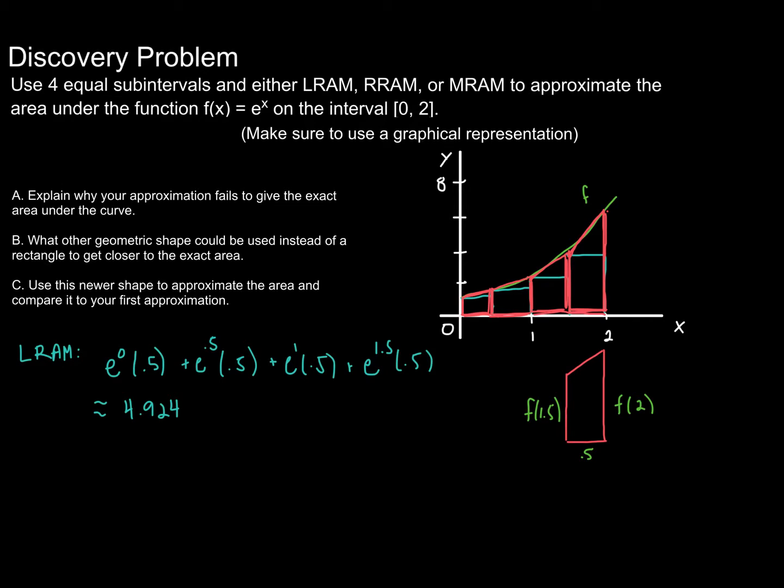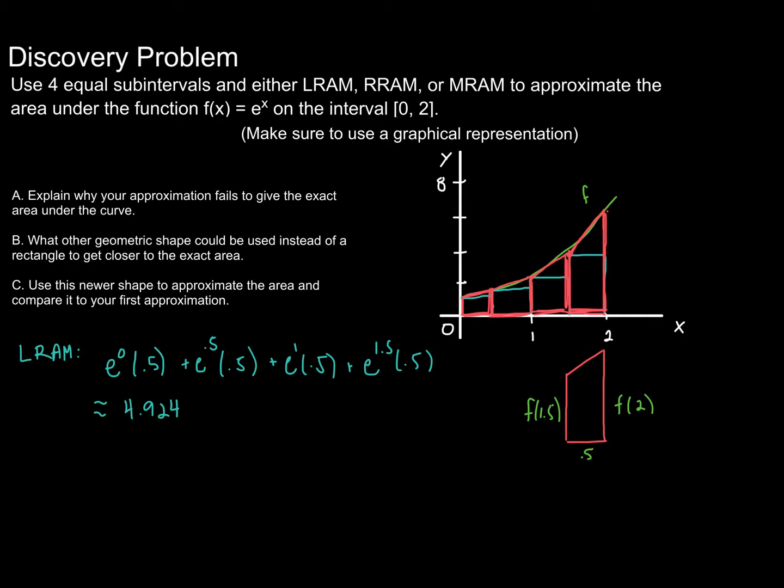Okay, so here I've pulled out my trapezoid, and for the area of a trapezoid, we want to take a look at the two parallel side lengths, and we want to find the distance in between them. We're going to take that distance, which happens to be 0.5, and multiply it by the average of the two parallel side lengths.